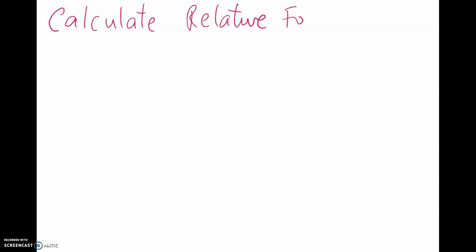Today we will be learning how to calculate relative formula mass. To calculate relative formula mass, we need to find out the numbers on the elements.